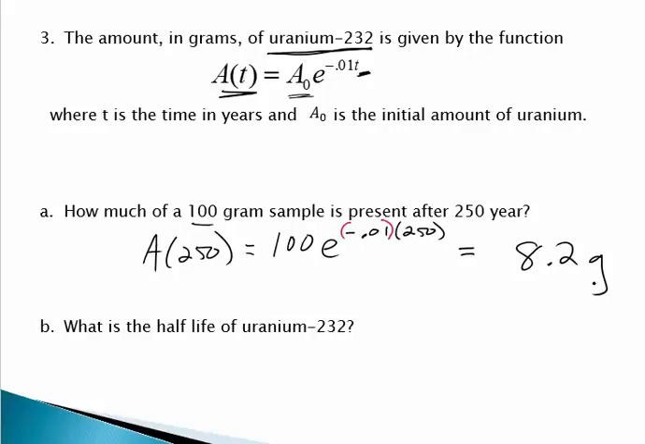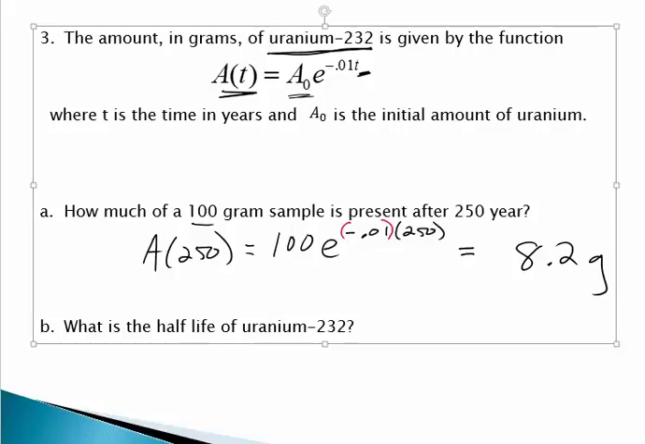All right. Next question, what is the half-life of uranium-232? Well, what does that mean? What is the half-life? The answer should be time, right? Another way to ask that question is, how long will it take for the amount of radium to be cut in half, for half of it to be gone, okay? So how can I do that mathematically?